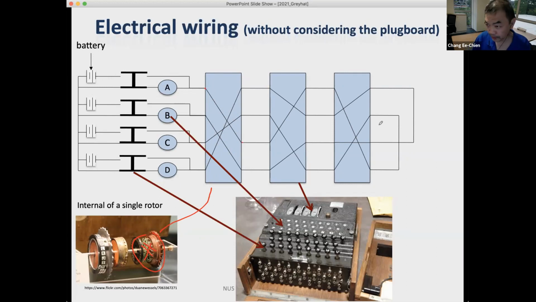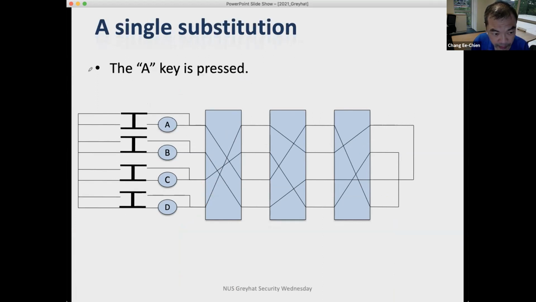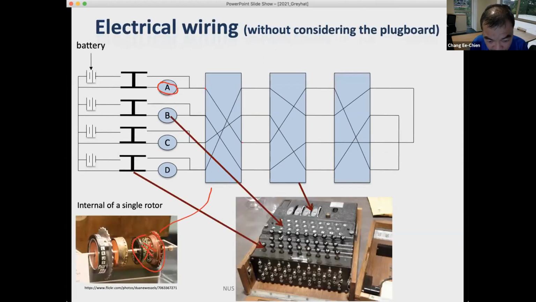So there are 3 rotors, and this one will link out and then go back, and so on. Over here is the light bulb, and there's a battery. Now, this corresponds to a substitution table. Why? Suppose A is pressed. A is the key on the keyboard here. So now I press it down.